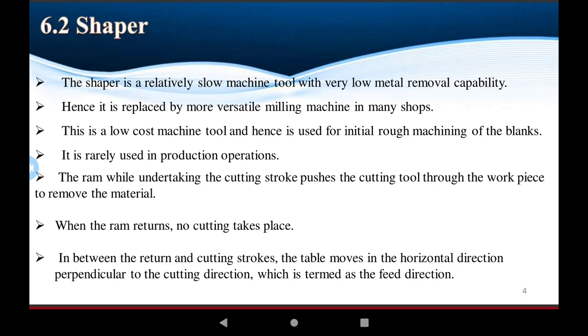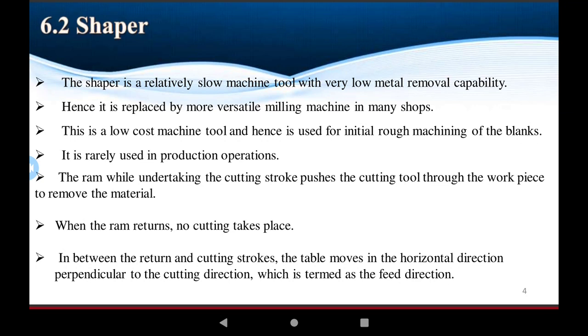The forward motion of the tool cuts the metal, and the reverse motion does not cut the metal. The return stroke is the rest motion of the machine, and the forward stroke is the working of the machine. Between the return stroke and the forward stroke, the forward stroke is the one that cuts the metal. The return stroke of the ram is the no-cutting stroke of the machine.